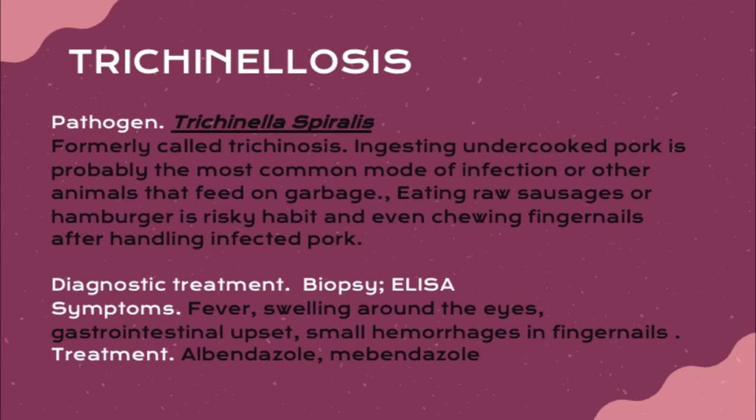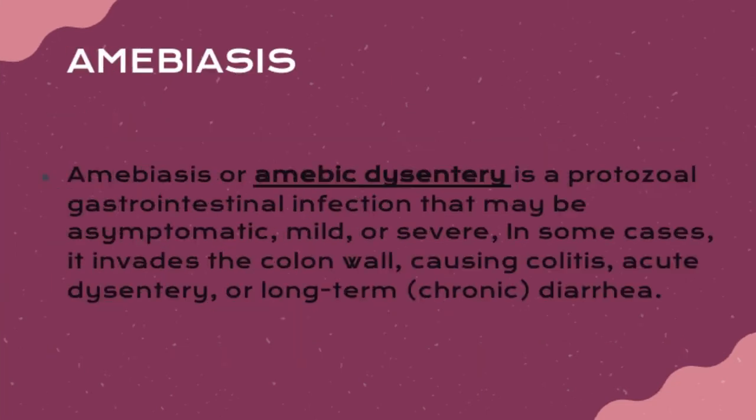Biopsy specimens as well as a number of serological tests can be used in diagnosis. Example is this ELISA. It is enzyme-linked immunosorbent assay that detects the parasite in meats has been developed. Treatment consists of administering albendazole or mebendazole to kill intestinal worms and corticosteroids to reduce inflammation.